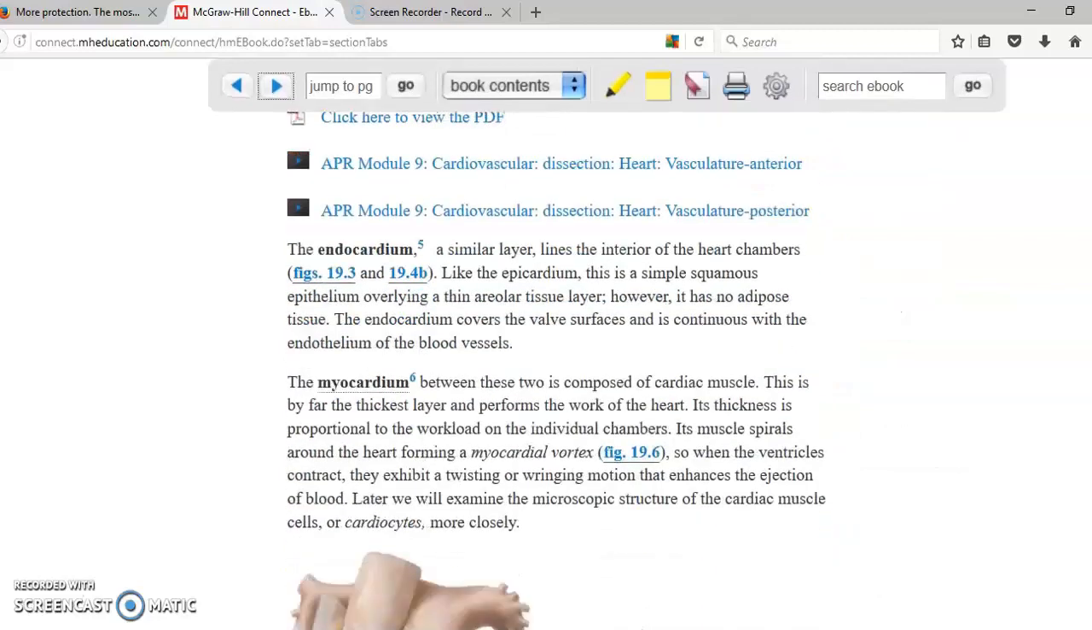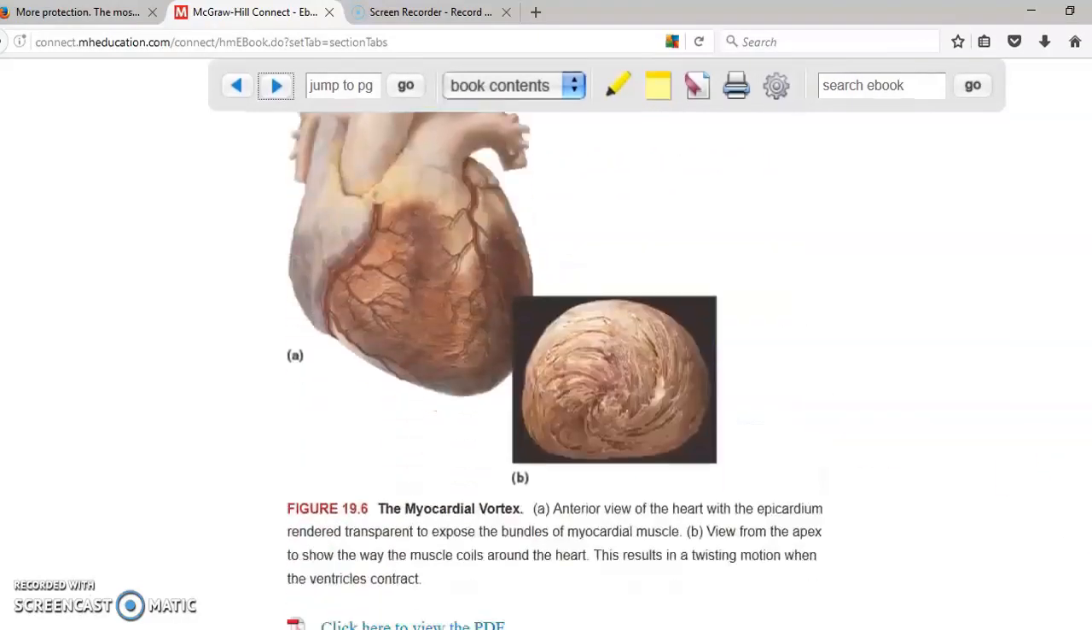Okay, as we mentioned, the heart has multiple layers, and we already talked about the epicardium, endocardium, and myocardium. The myocardium is basically the muscle, right? The cardiac muscle. So if you scroll down, you can see here the myocardial vortex, which shows that when the heart contracts, actually contracts in a way that produces a twisting motion when you pump the blood outside the heart.